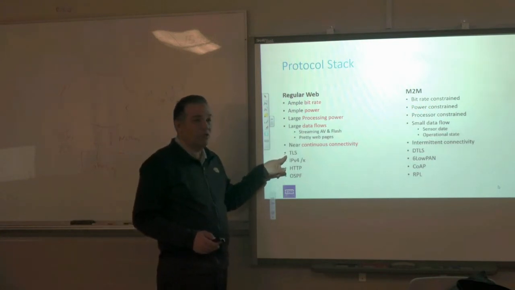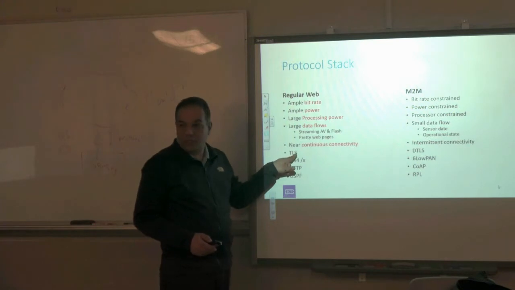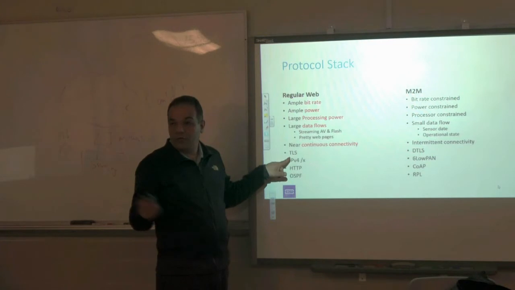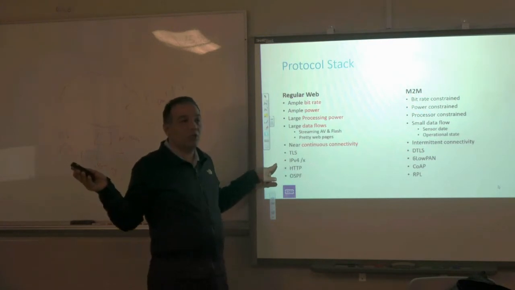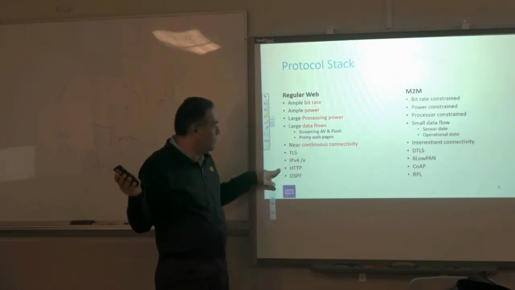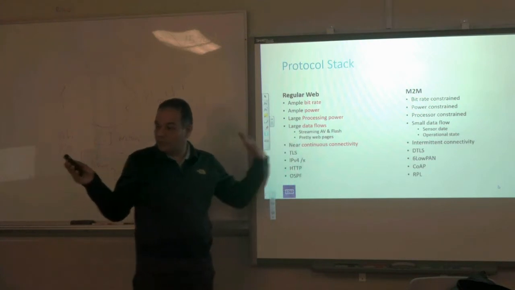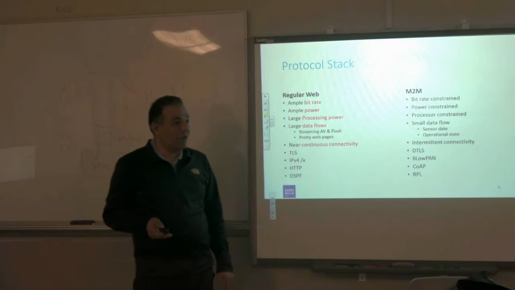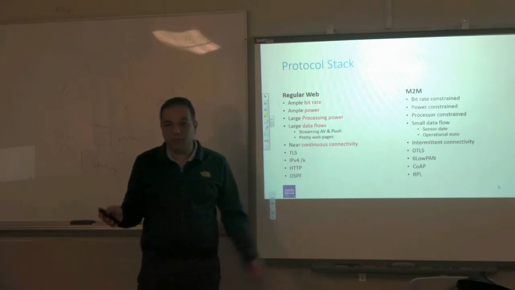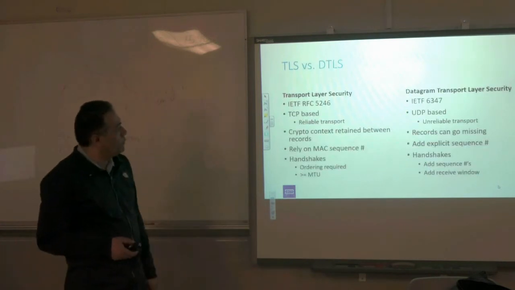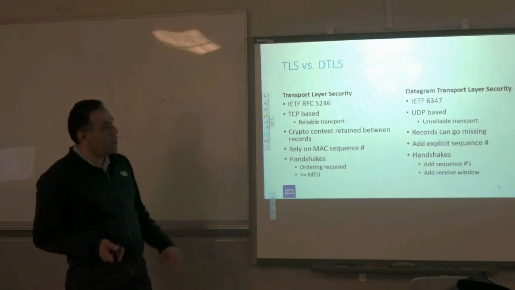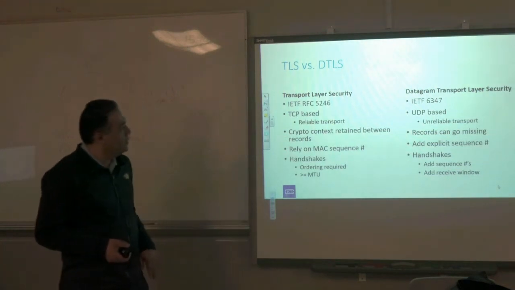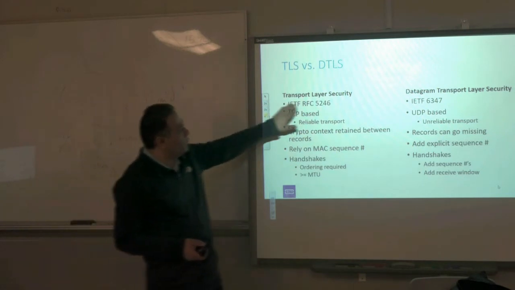If you took network security, TLS is a protocol for security, right? Okay. IPv4, everybody knows IPv4. If you don't, we're going to talk about it, and IPv6, right? HTTP, hypertext transfer protocol, that's for the web. Okay, OSPF is a routing protocol. Anybody in networks should know it. So here is a comparison between TLS and DTLS. This is transport layer security.